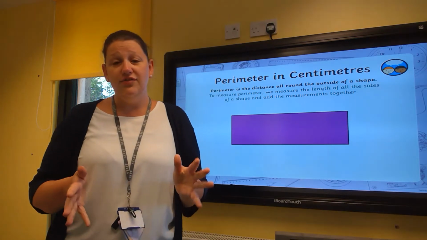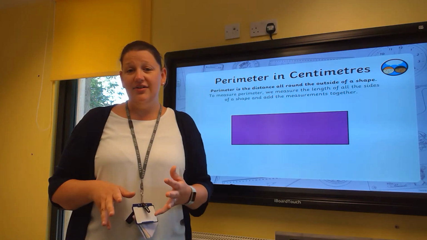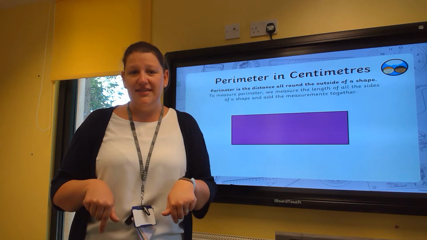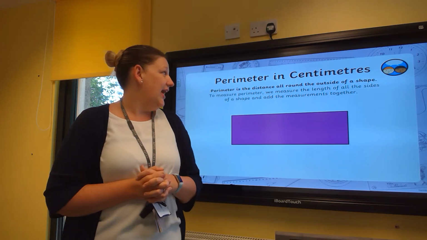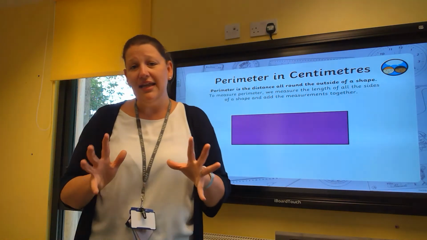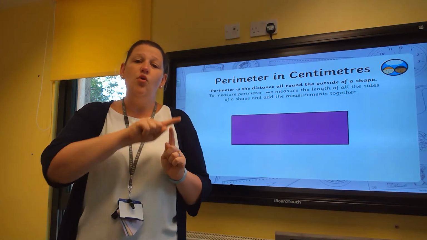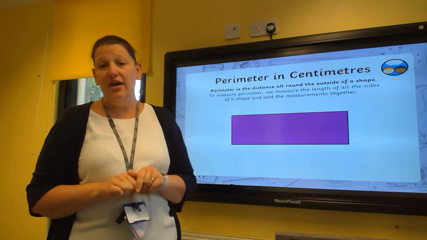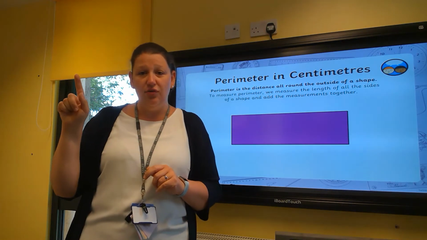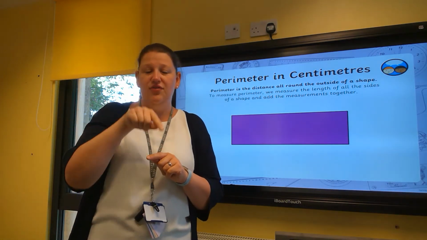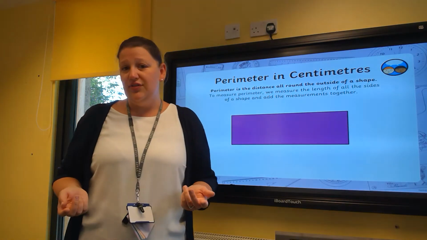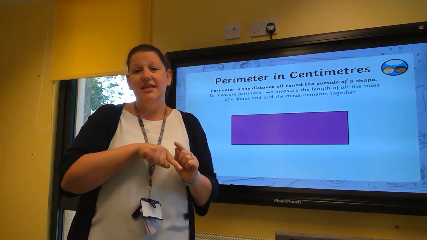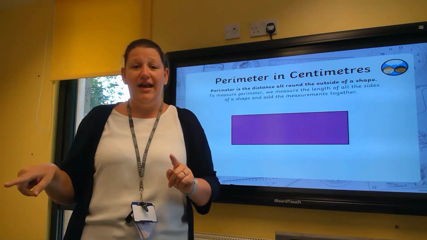Okay, so hopefully you've done your measuring in centimetres, you've rehearsed how to use a ruler really accurately, feeling quite confident with that. We're going to move on with perimeter in centimetres today. Okay, so perimeter, the meaning of perimeter is the distance all the way around the outside of something, and that might be my shape here, or it could be the perimeter of the school field, so all the way around the outside of the field, for example, the perimeter of the school hall, the perimeter of your garden, the perimeter of your bedroom. It means the distance all the way around the outside.